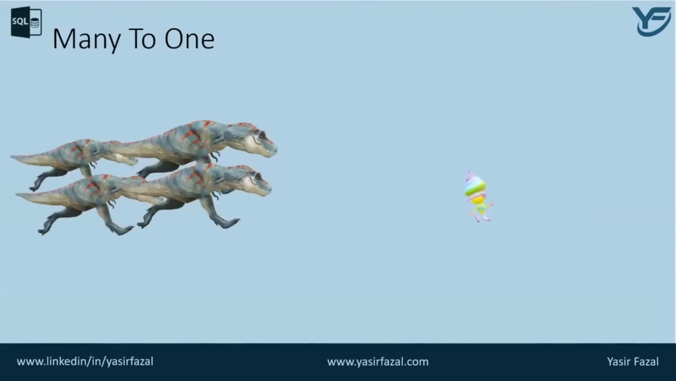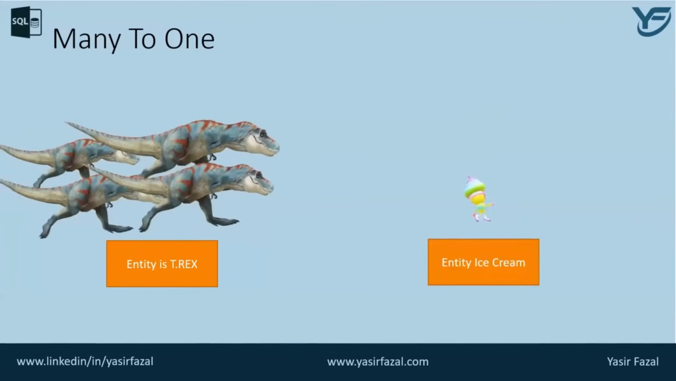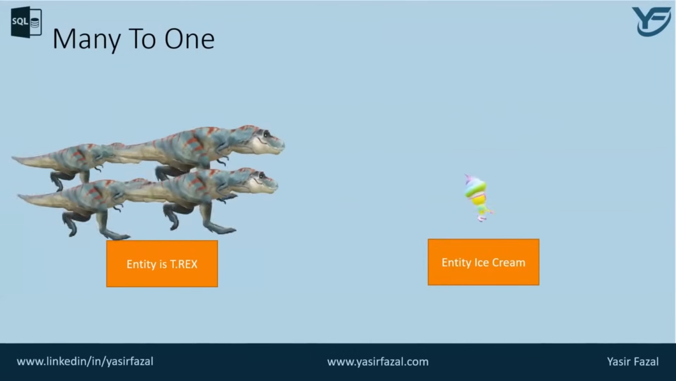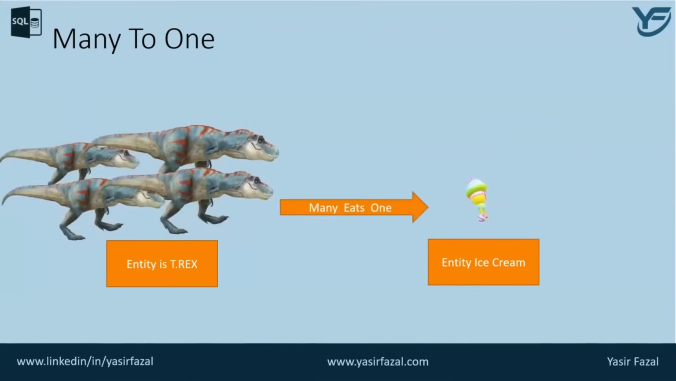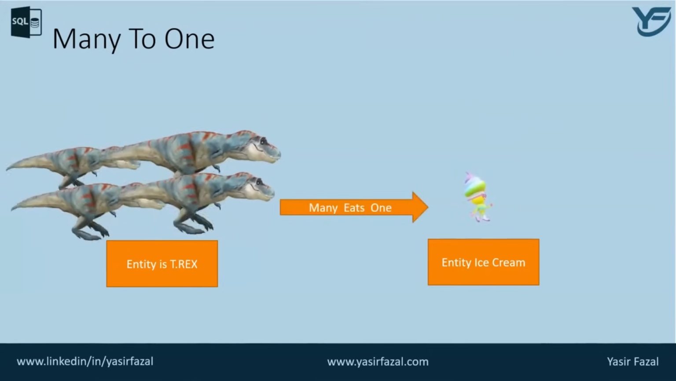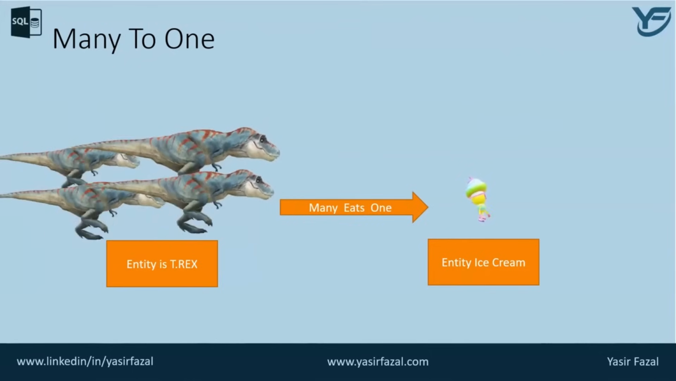Next one is many to one, and there are many T-Rexes, and there is only one ice cream, poor ice cream. So many T-Rexes would like to eat only one ice cream.